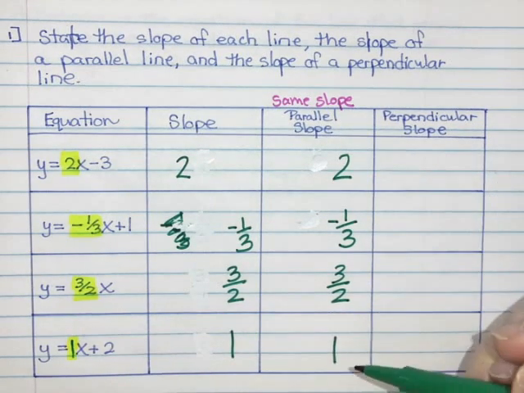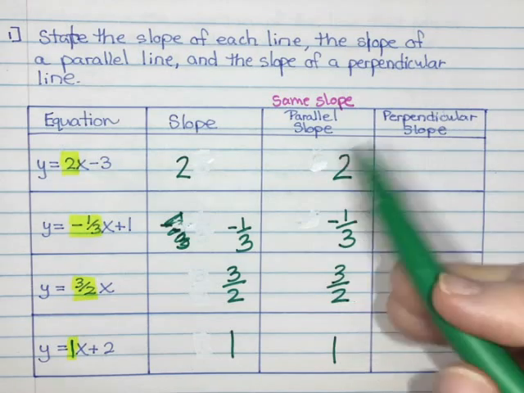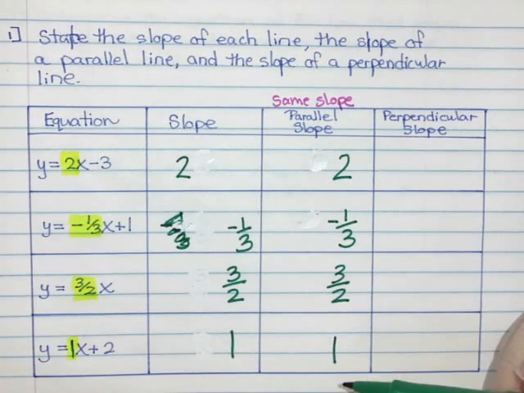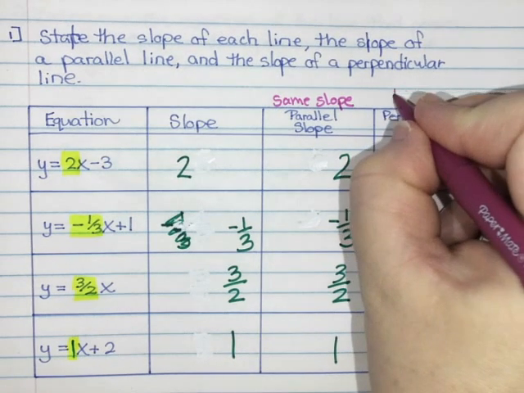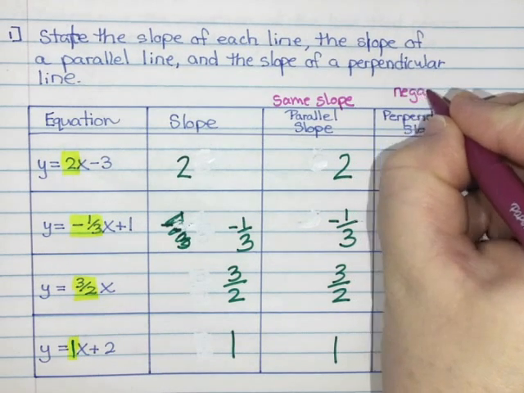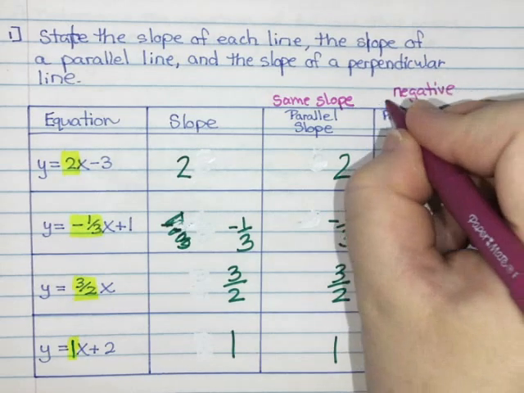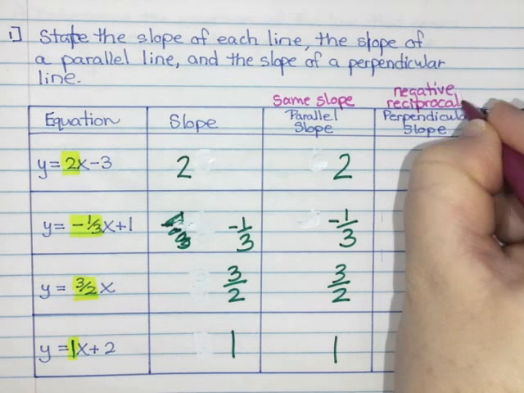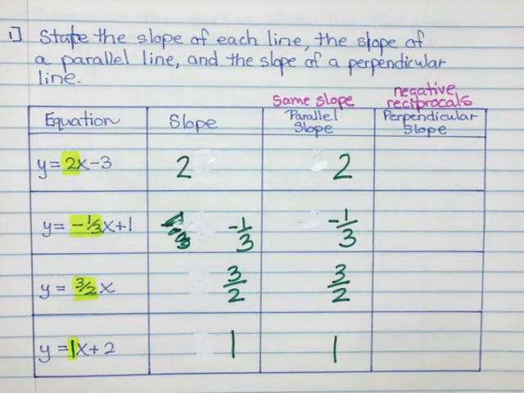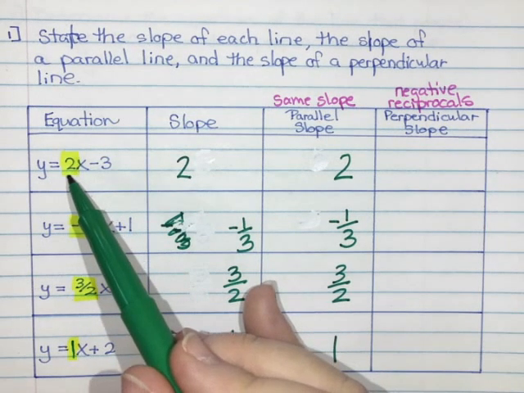So when things are parallel, the slope is the same. So it's the same as what it's parallel to. When it's perpendicular, they are negative reciprocals. Big words. And they just mean that they're negatives, they have opposite signs, and reciprocals, the fraction is flipped over. So if I take a look at my first example here, I have a 2.